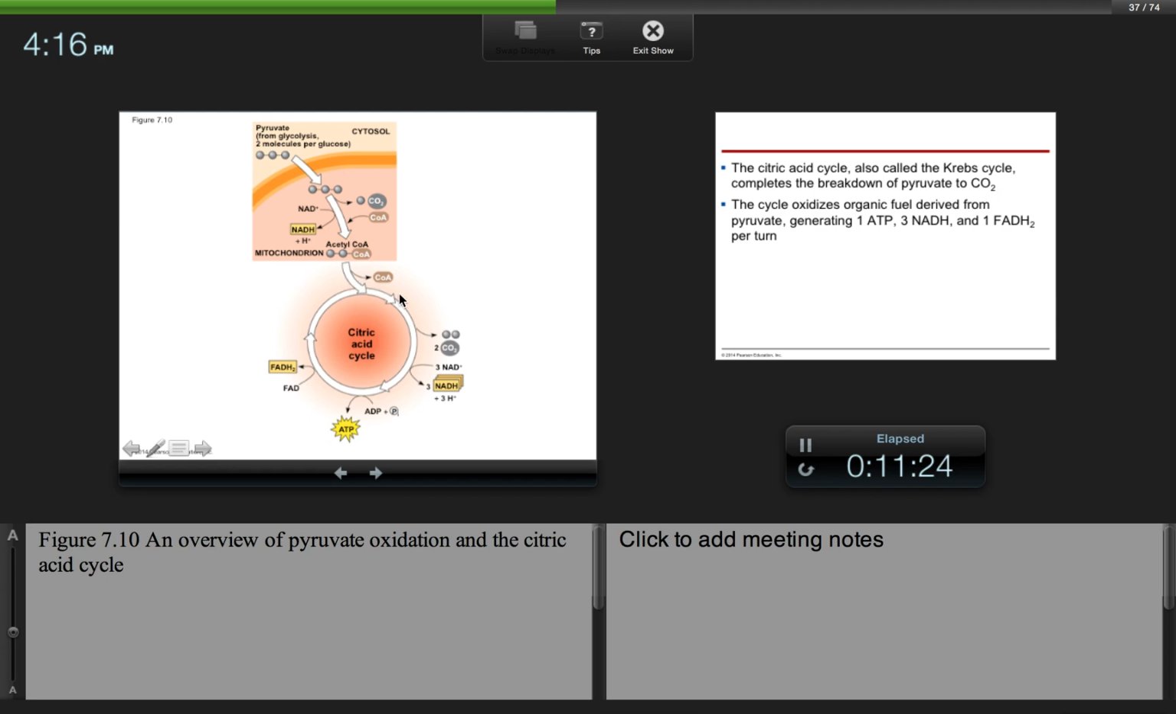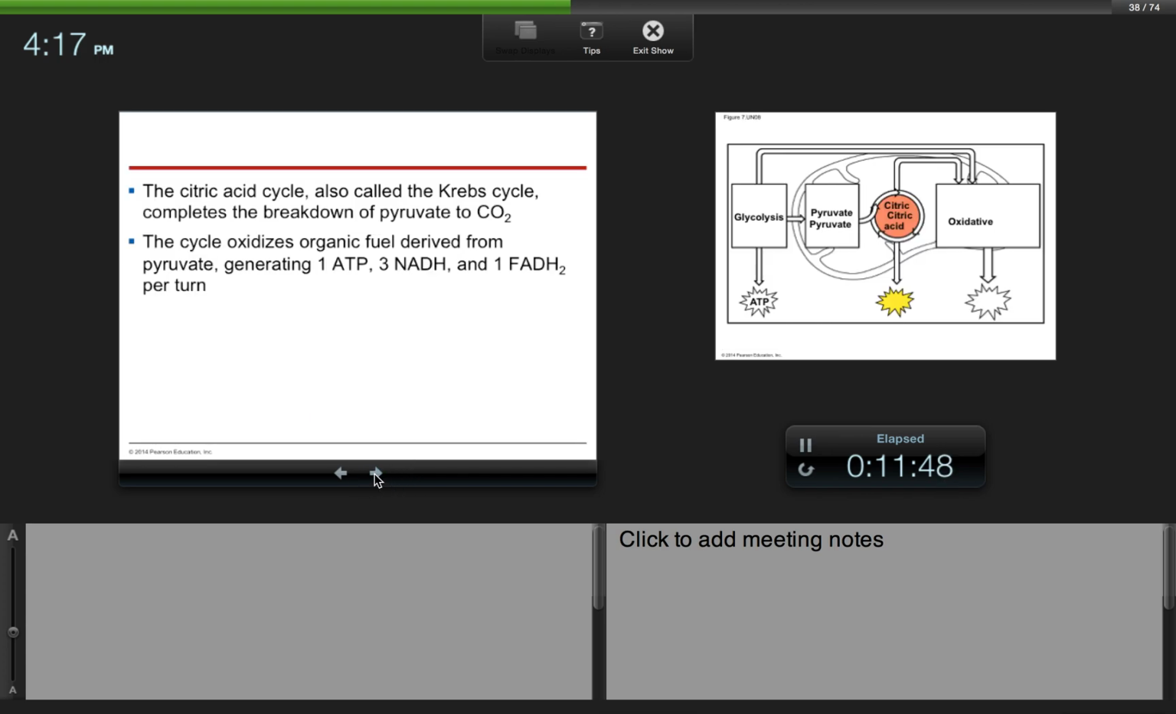Acetyl coenzyme A enters the citric acid cycle. Per turn of the citric acid cycle, you have the generation of 3 NADHs, 1 ATP, and 1 FADH2. FADH2 is another electron carrier that will drop the electrons off at the electron transport chain at a slightly lower energy level than NADH does. Same function, however. So per turn we're generating 1 ATP, 3 NADHs, and 1 FADH2.